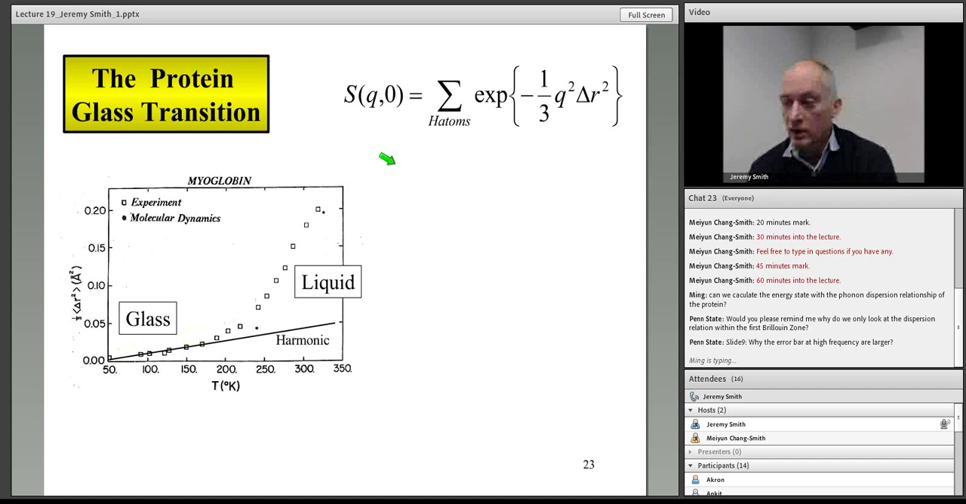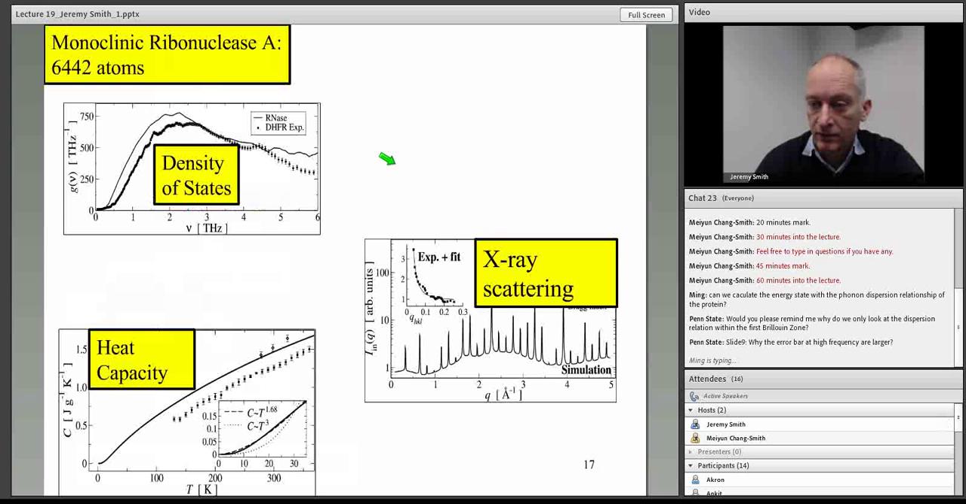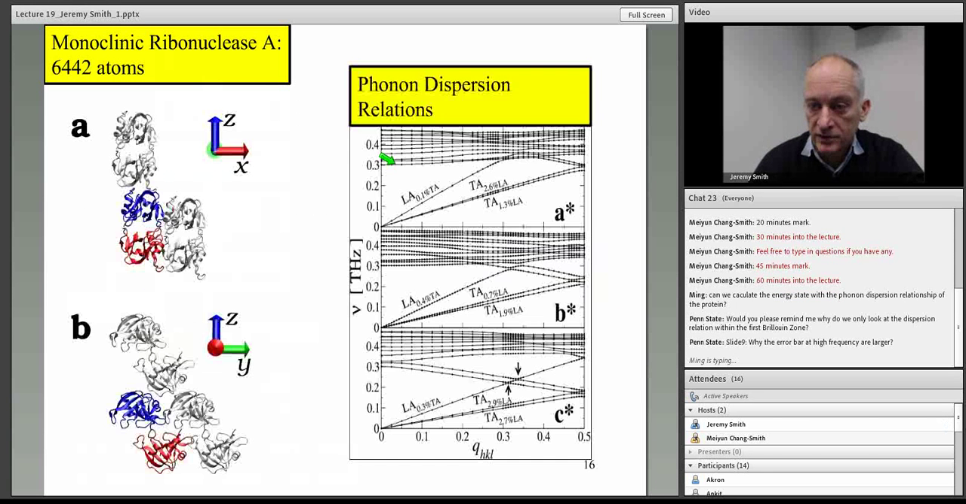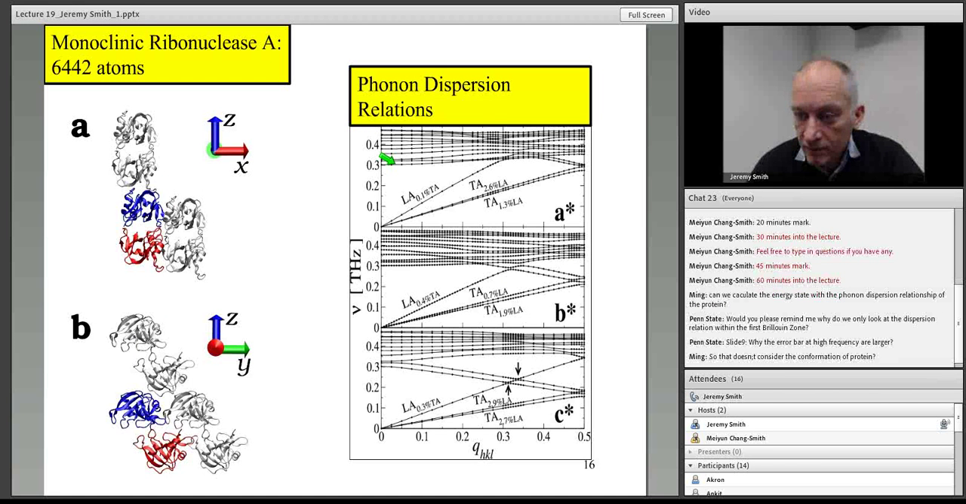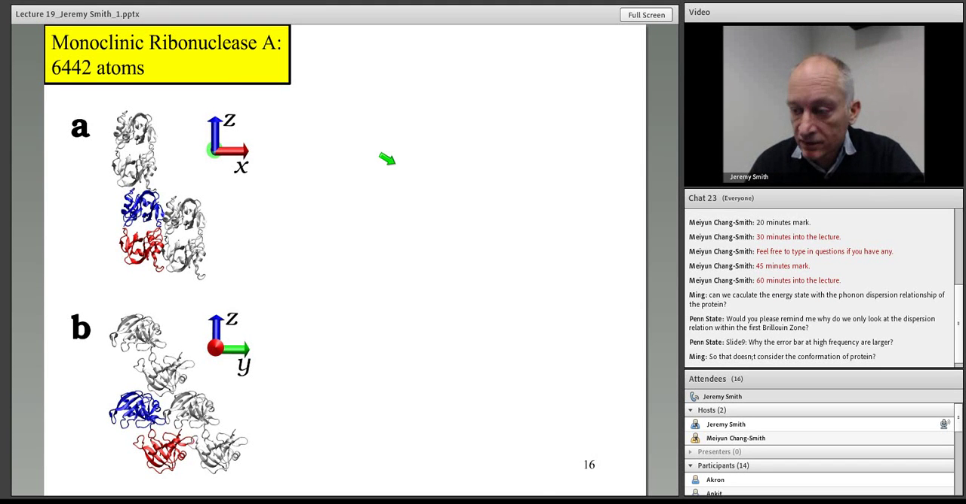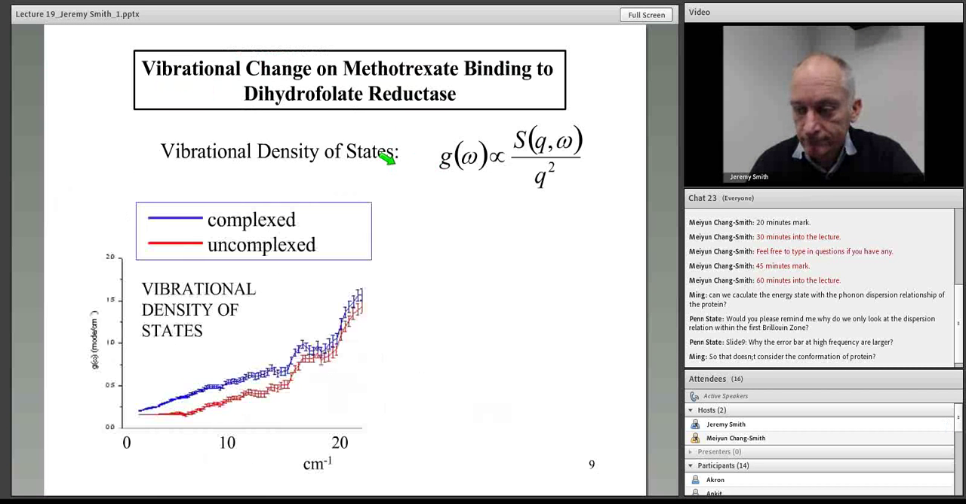Penn State, why are the error bars at high frequency larger? So I'm wondering which slide we're referring to now. Let's see if I can get back to error bars at high frequencies, because that might be in the dispersion relations. Which one? Slide number 9. Where do I see slide 9? That's the oldest. I see 16. We're going back to slide 9. Aha.